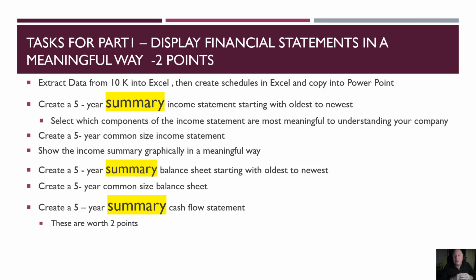First thing, create a summary income statement starting with the oldest year to the newest year. We should use as close to the year ending 2021 as possible. When I say summary, you don't need every single line of the income statement. Look at the income statement. What is the most meaningful to understand your company? What's material? Okay. Then create a 5-year common size income statement and then show the income statement graphically in a meaningful way. Then create a summary balance sheet.